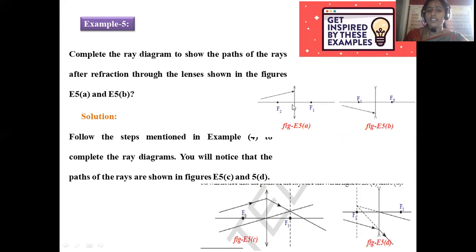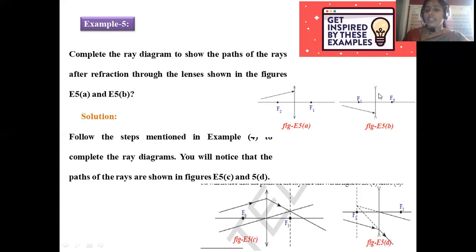In this case, this is the principal axis which is starting from center of curvature to ending with center of curvature. And 2 focal points are also mentioned on this. And this is a mirror called a convex mirror. And a light ray is moving in this direction, and another light ray is moving in this direction. This is the condition number 1.